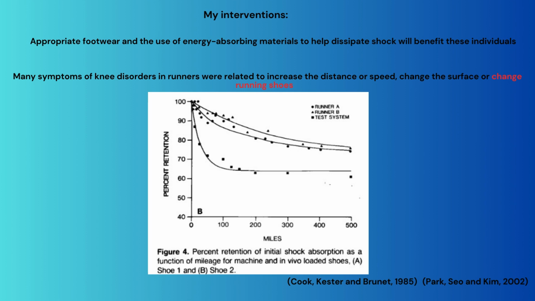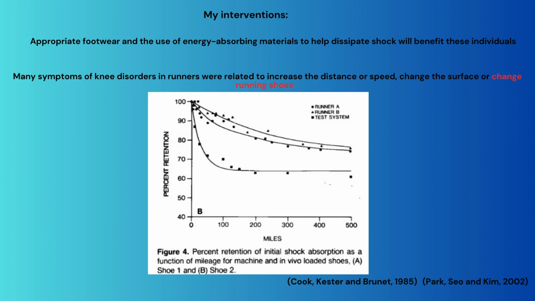So there is a percent retention, and there we have miles. This is the percent retention of initial shock absorption as a function of mileage for a machine. As we can clearly see, at 0 miles the absorption of the shoes was 100%, but after nearly 50 miles we can see a decrease, and also a sharp decrease toward the last line.